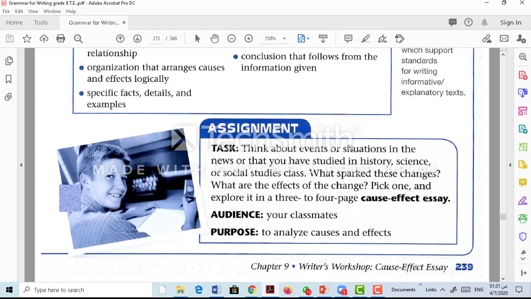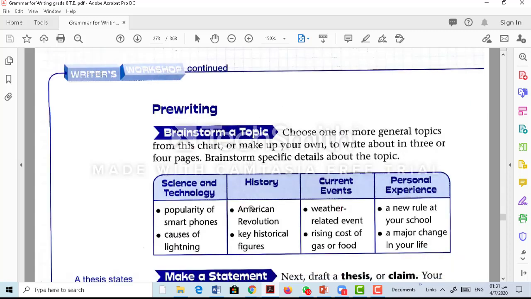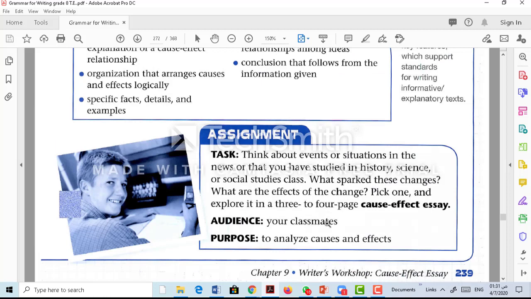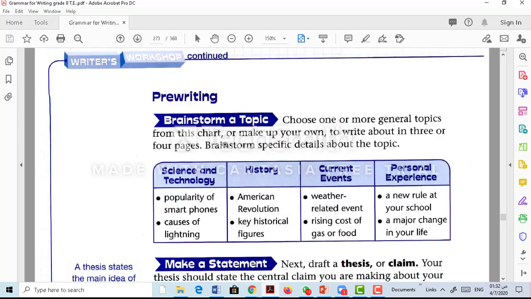We have an assignment here. You need to think about events or situations in the news or that you have studied in history, science, or social studies class. What sparked these changes and what are the effects of these changes? Pick one and explore it. So your audience in this essay will be your classmates, and you need to analyze causes and effects.